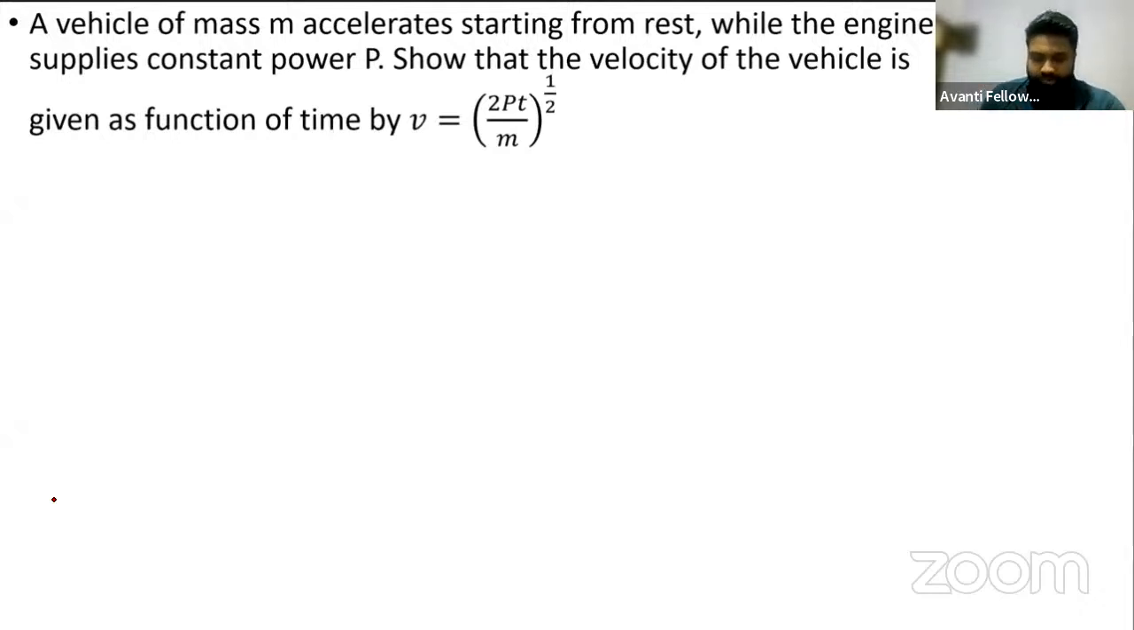So in this question, the very first thing given to you is that the vehicle of mass m accelerates starting from rest, which means the initial velocity of the vehicle is zero. Now, the engine supplies constant power P, so that the velocity of the vehicle is given as a function of time by v is equal to square root of 2Pt by m. Now, I must show you some concept regarding power.